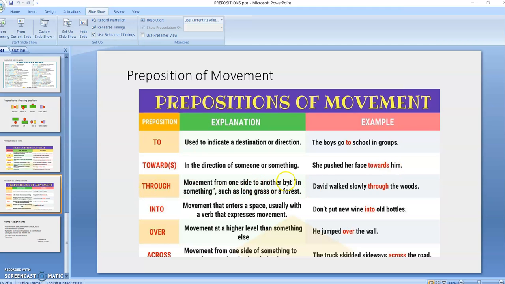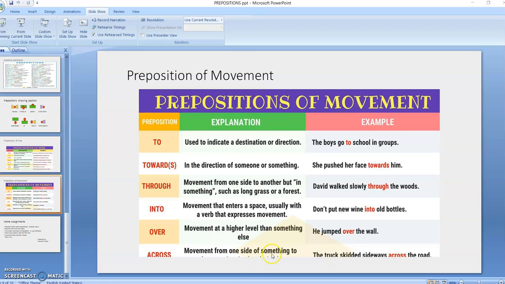Through, from one side to another. David walked slowly through the woods. Into, movement that enters a space. Don't put new wine into old bottles. Into, children, is always used when something goes deep inside the other, like he dived into the swimming pool. Over, movement at a higher level than something else. He jumped over the wall.